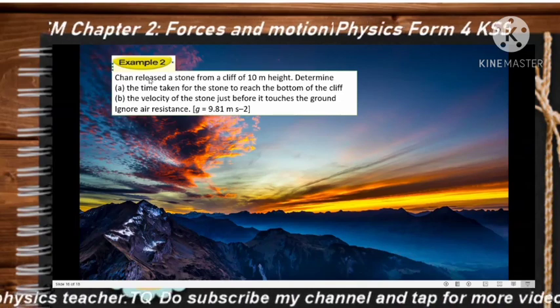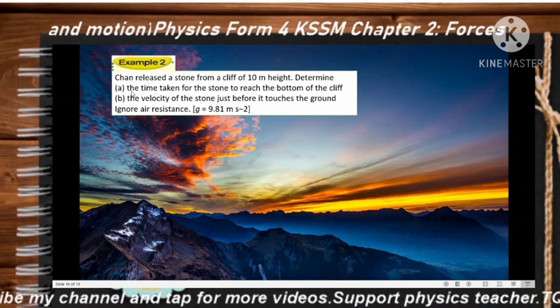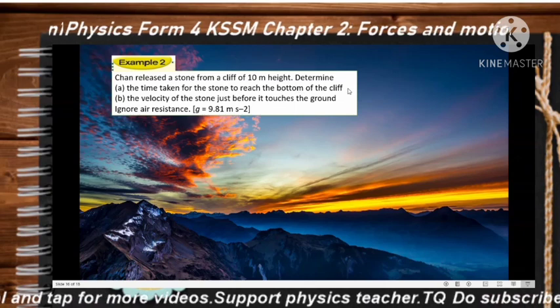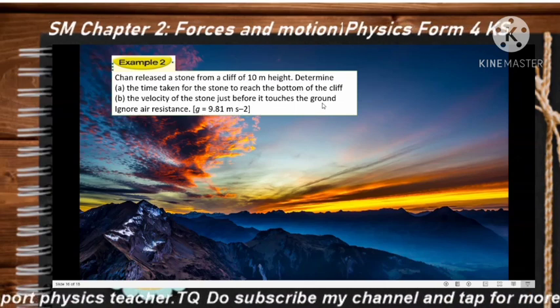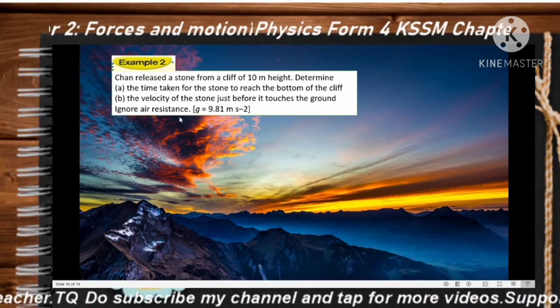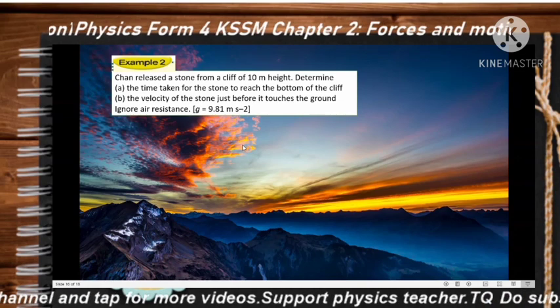Example 2. Chan released a stone from cliff of 10 meter height. Determine A, time taken for stone to reach the bottom of the cliff. B, the velocity of the stone just before it touches the ground. Ignore air resistance. g equals 9.81 meters second to the power -2.